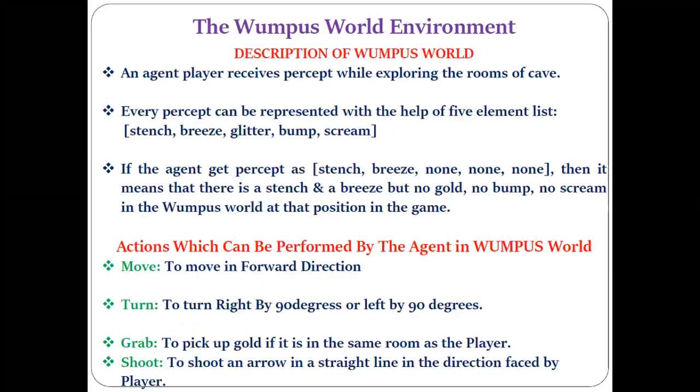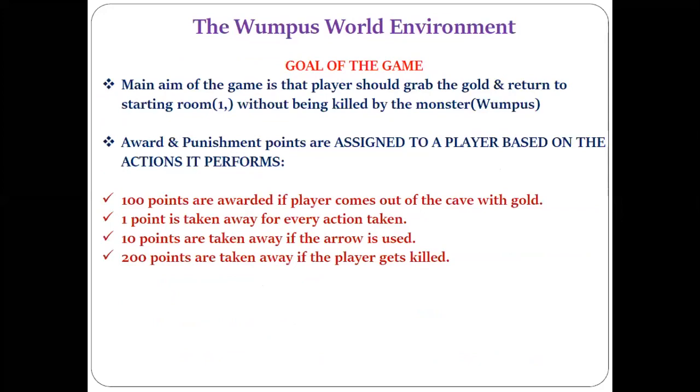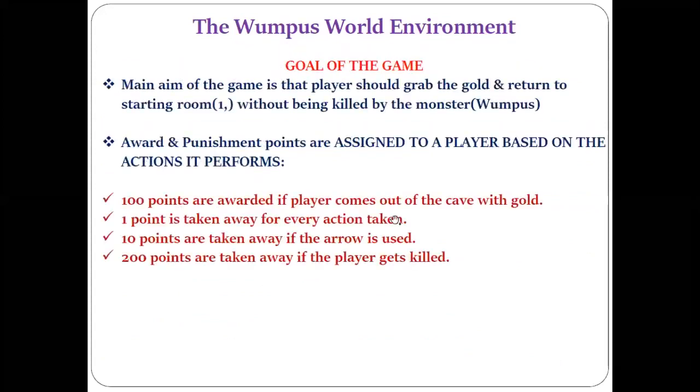We also discussed the basic actions performed by our knowledge-based agent or the AI agent in the Wumpus World environment, like move, turn, grab, shoot, etc. We also discussed what exactly the goal of the game is. The goal of the game is nothing but to grab the gold and return from the cave to the home without being killed by the Wumpus, or the monster.